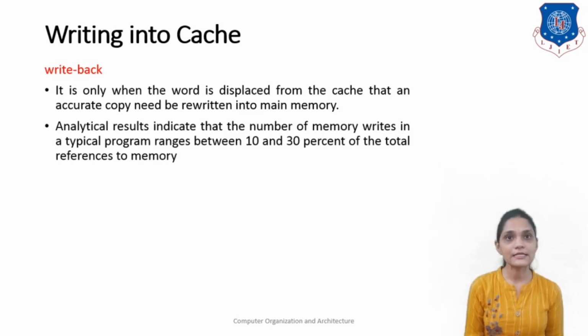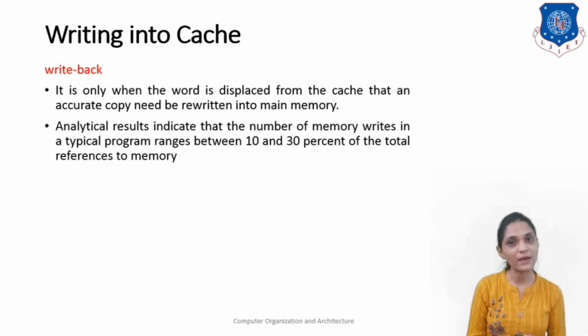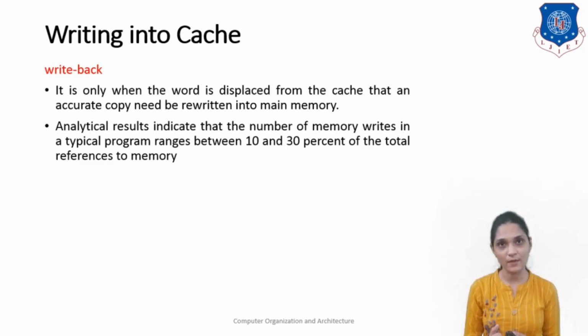Analytical results indicate that the number of memory writes in a typical program ranges between 10 to 30% of the total references to memory. So by this way, we can use the write back or write through method for updating the data in the cache as well as in main memory.